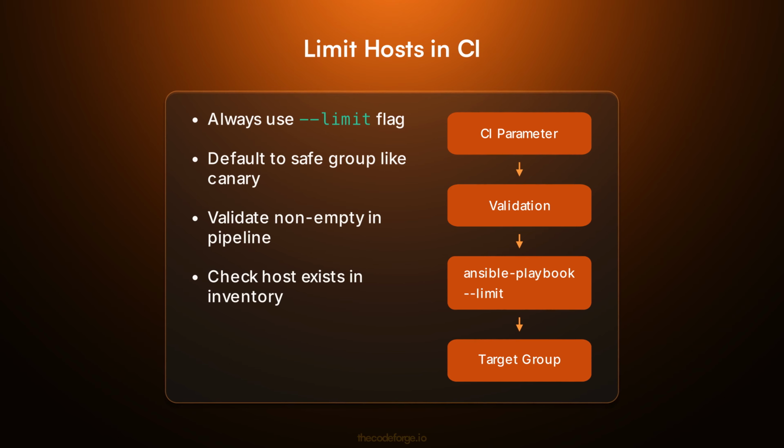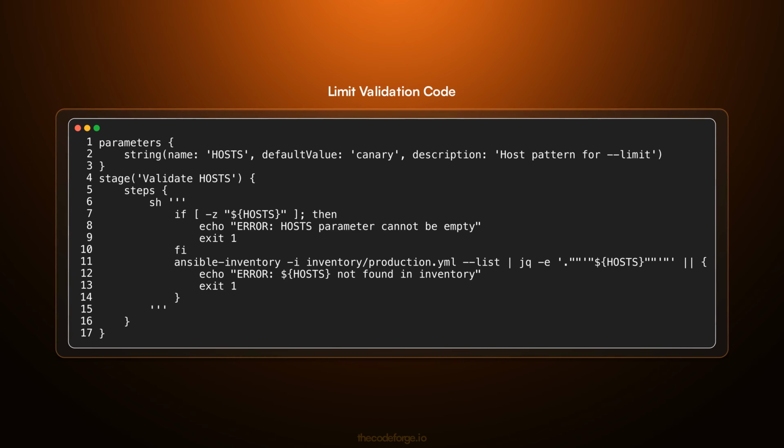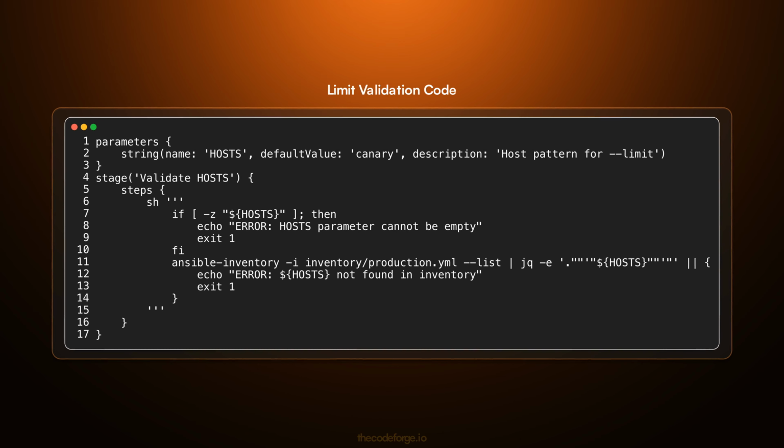The limit flag is your best friend in CI. Always use it with a parameter that defaults to a safe group and validate it's non-empty. This Jenkins stage validates that HOSTS is non-empty and exists in inventory before running the playbook.